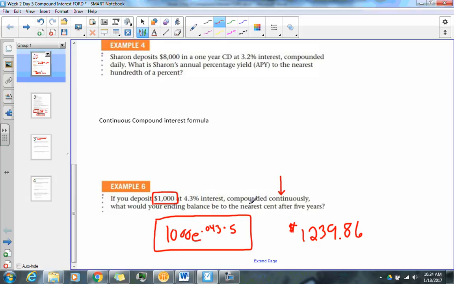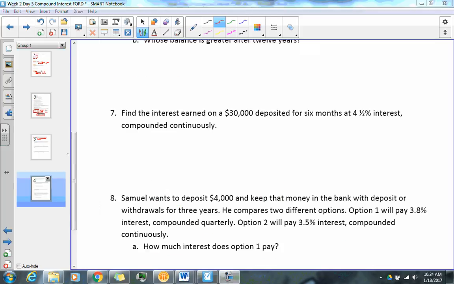So $1,000 put into an account after 5 years ends up being $1,239.86. Let's try another one. Now remember, I'm going through this relatively quickly because most of this is just using formulas. Here we go, number 7. Find the interest earned on $30,000 deposited for 6 months at 4% interest, compounded continuously. All right, so compounding continuously, that's where I'm going to use my E.